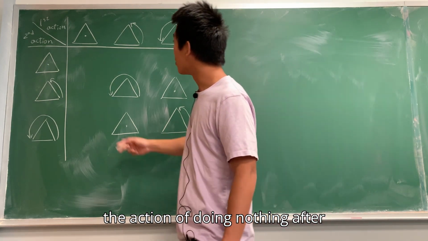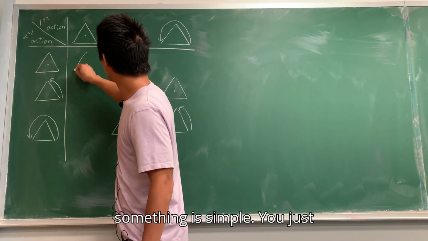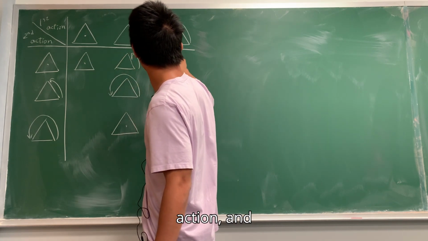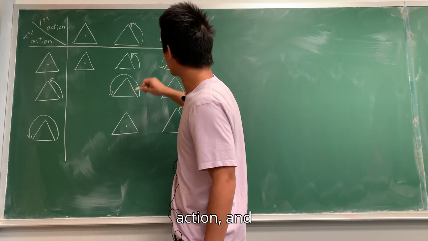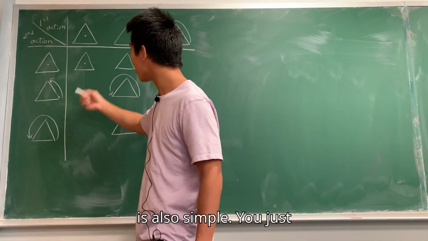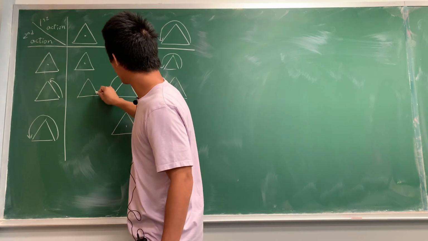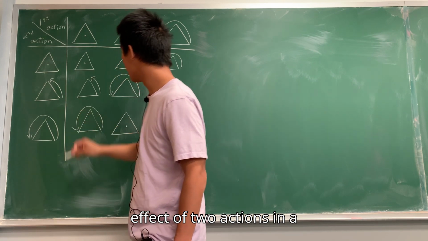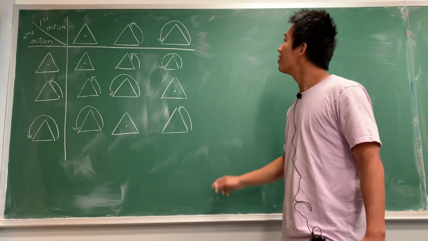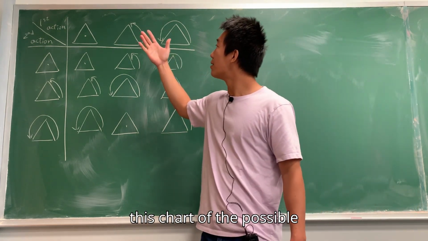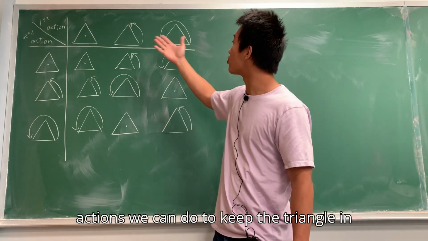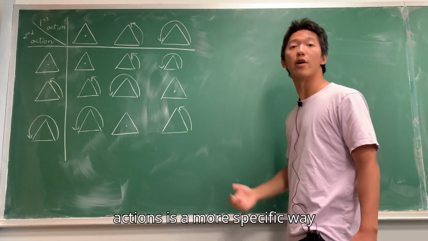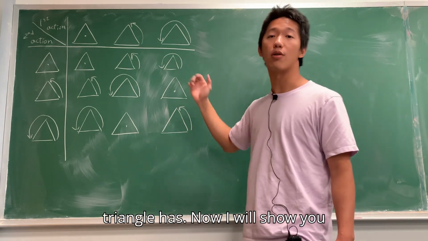The action of doing nothing after something is simple. You just do nothing after the first action, and doing nothing first then doing something is also simple. You just do the second thing as the overall effect of two actions in a row. So the list of the possible actions we can do to keep the triangle unchanged, and the relation between the actions, is a more specific way we can describe the symmetry that this triangle has.